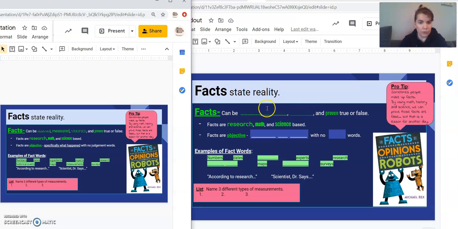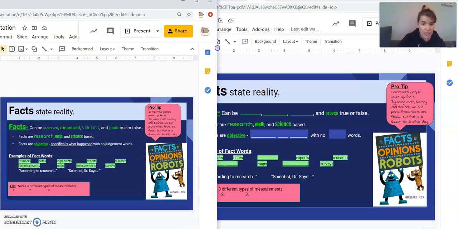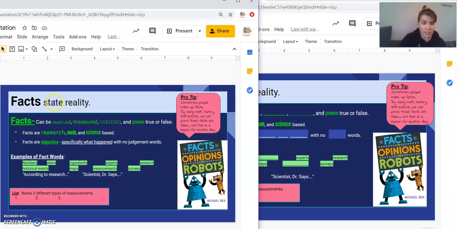Go to our notes page, or just listen to this, and it says in that same spot, facts can be observed. That is what you can clearly see, like I said with the cats. Facts can be measured. That could be measured in inches, tablespoons, miles, or cups in volume. So they can be measured. Observed is what you can clearly see. Measured is any way that you can measure something.